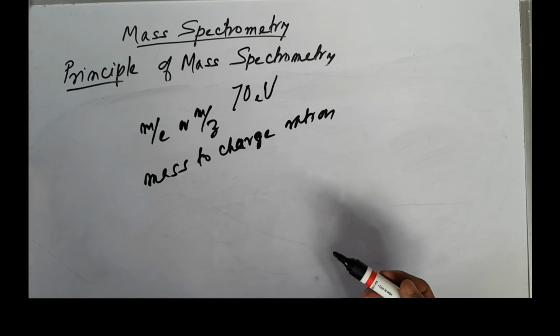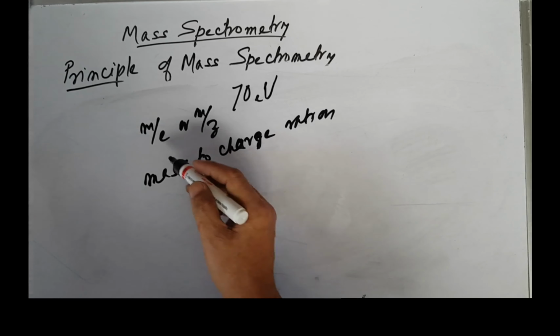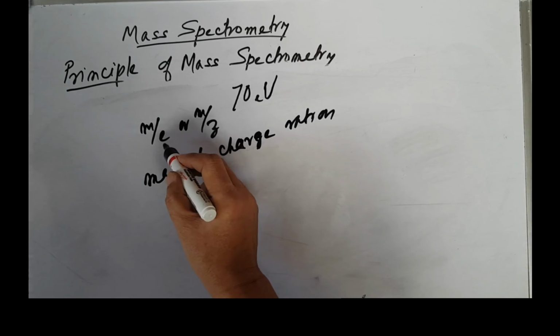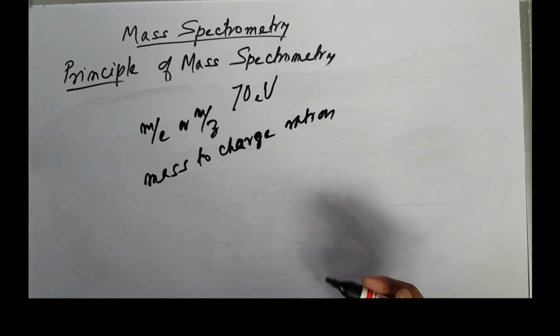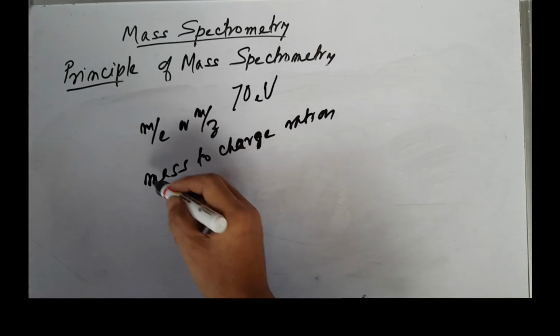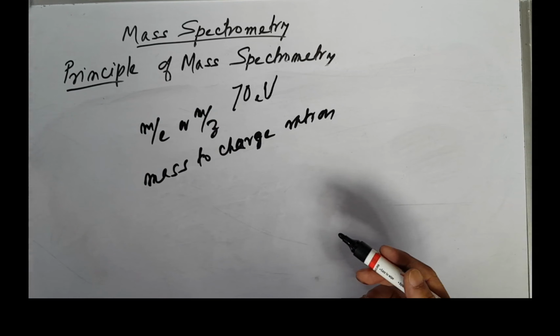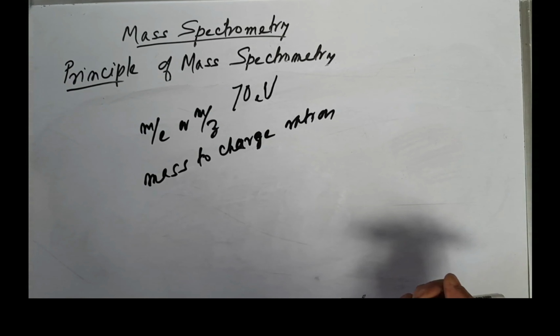So by knowing the molecular ion peak, we can know the molecular mass of the compound, because the mass of the electron is very small, it can be neglected. So mostly the m/z value of the molecular ion is the molecular mass of the compound. You can say it like that.